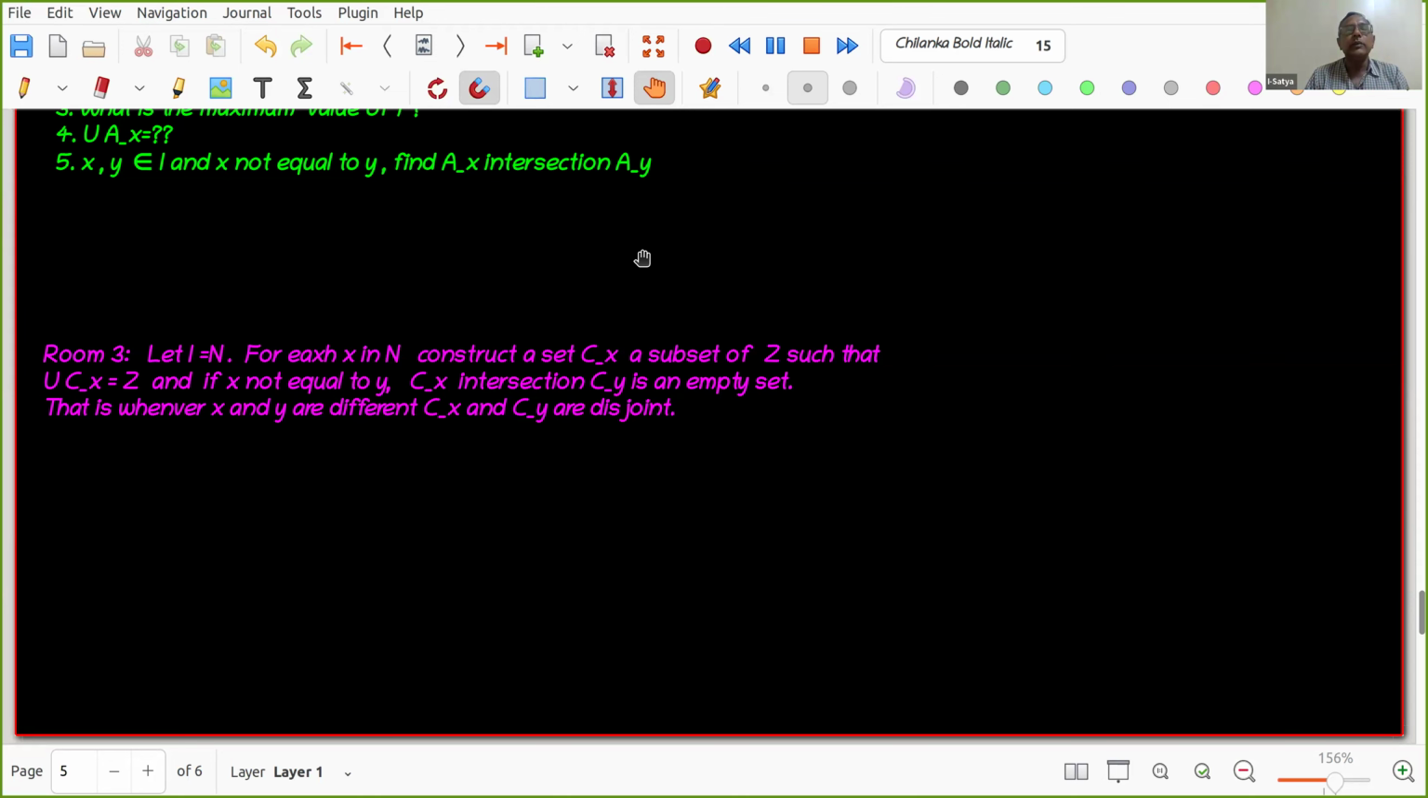Is the question clear to all of you? Tick yes. C1, C2, C3 ऐसा sets बनाना है. Each set is a subset of integers. कैसे बनाना है? Union होते तो Z होना चाहिए. If you take any two of them, intersection is empty. Is the question clear?